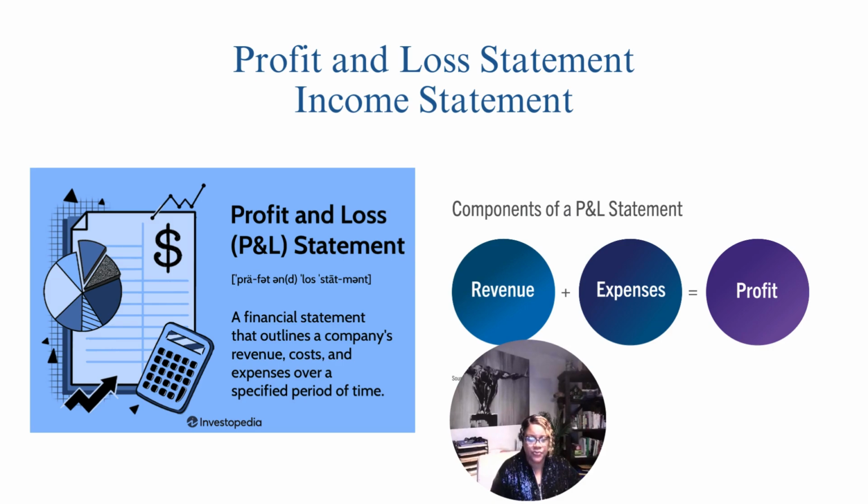Let's go over each one of those segments that I described. The profit and loss statement. What exactly is it? A profit and loss statement is a financial statement that outlines a company's revenue, cost, and expenses over a specific period of time. So it's a look at your company over a specific time, say from January till June. Components of the profit and loss statement include that the revenue minus expenses equals profit.